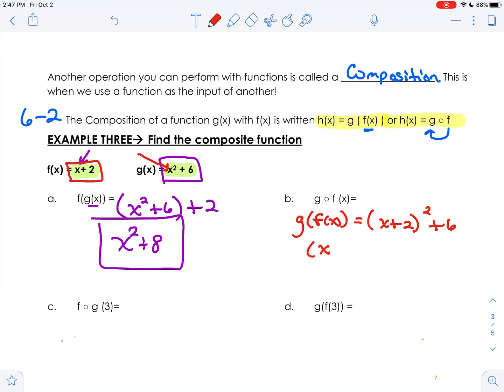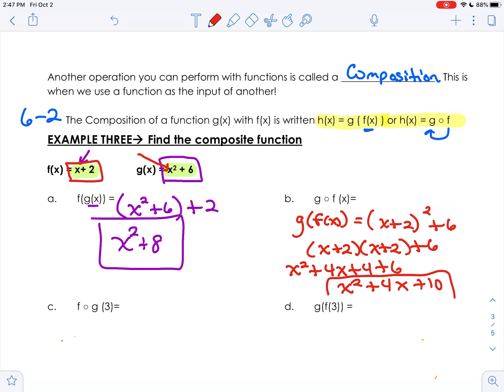And it's a little more work now to simplify because we have to square that binomial. So we're going to do x plus 2 times x plus 2 before we add the 6. So we get x squared plus 2x plus 2x is 4x plus 4 plus 6. And finally, x squared plus 4x plus 10. Okay.